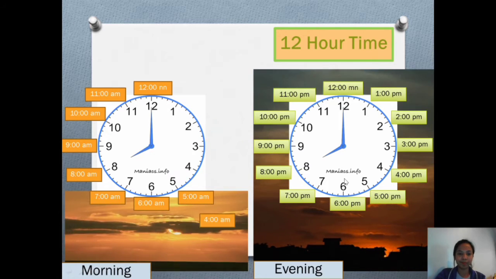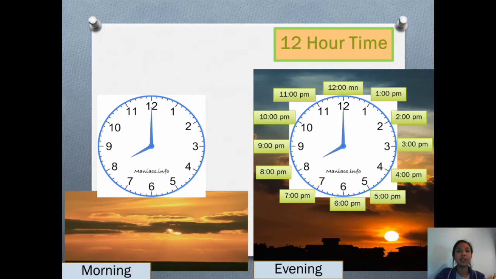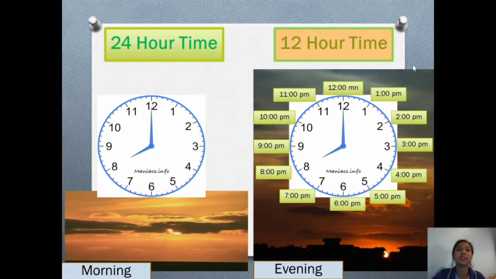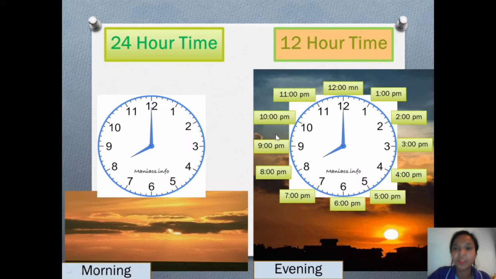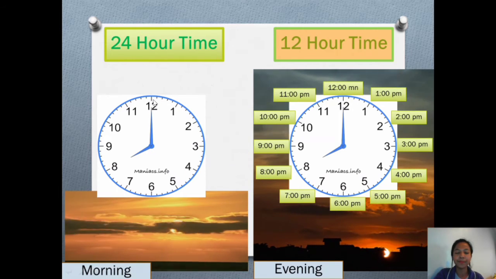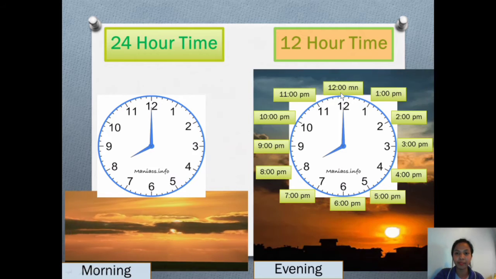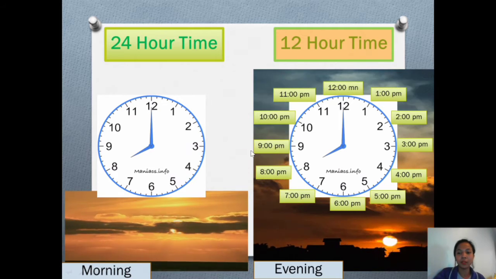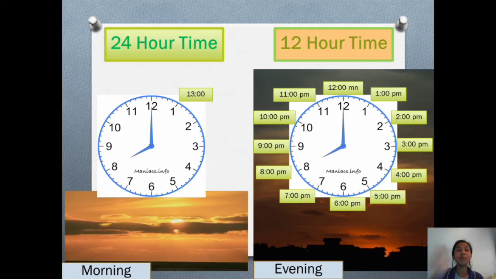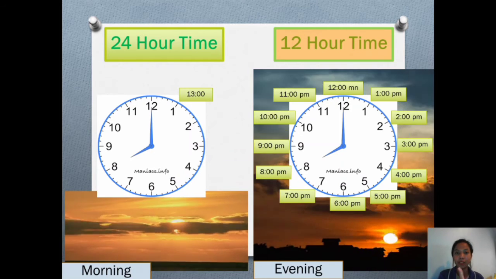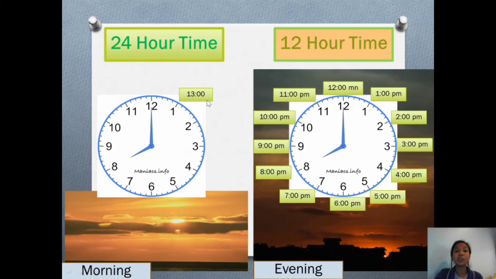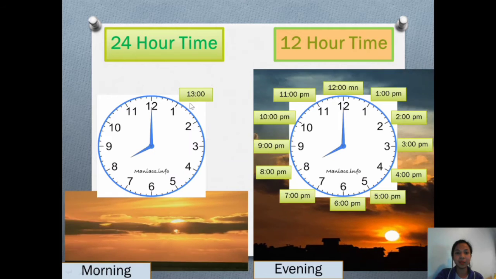Next, I will introduce to you the 24-hour time. After 12 noon, the middle of the day, instead of 1 o'clock p.m., you will write 13. It's just like 12 noon, and then just add 1 hour, because it's another 1 hour. So 12, and then add 1, so 13.